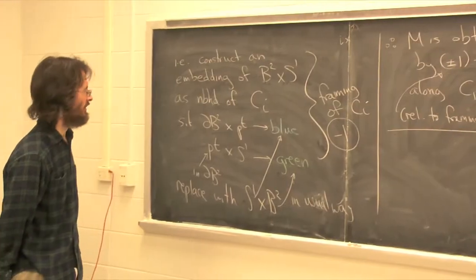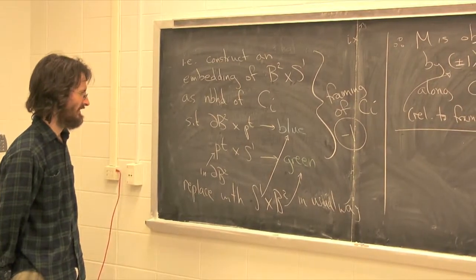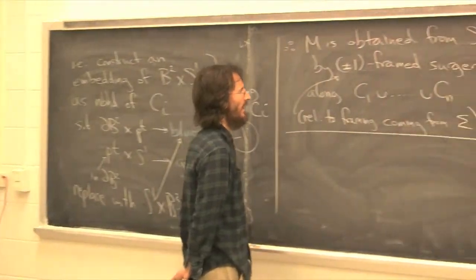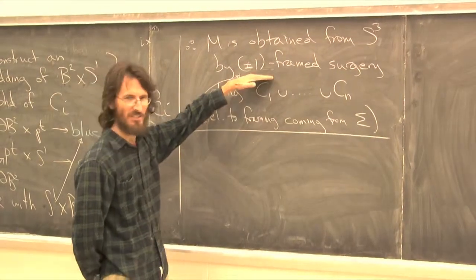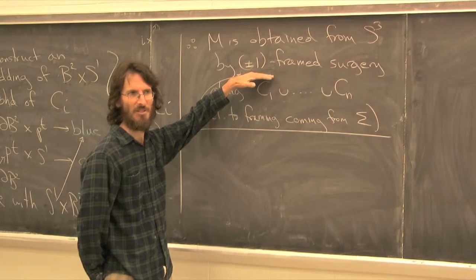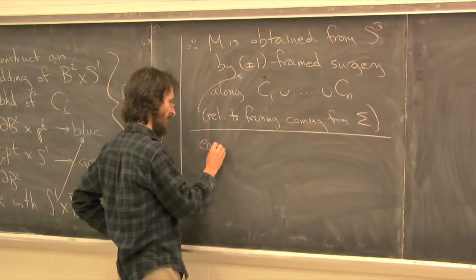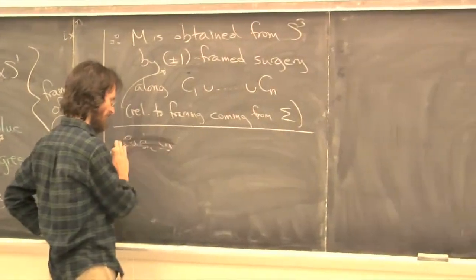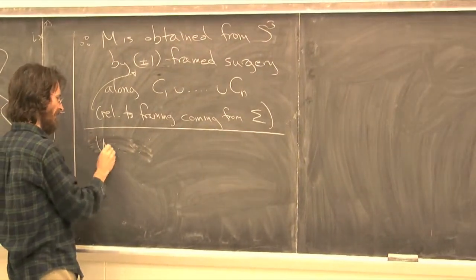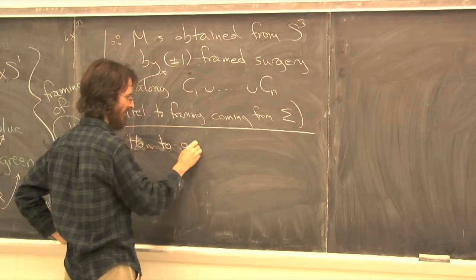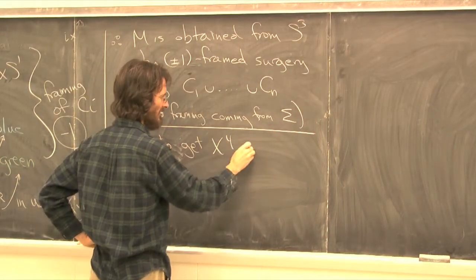All right, so what does that tell you? Well, the point is now, this kind of surgery corresponds to adding a handle. Okay? So each such surgery, how do we get X, the 4-manifold it bounds?